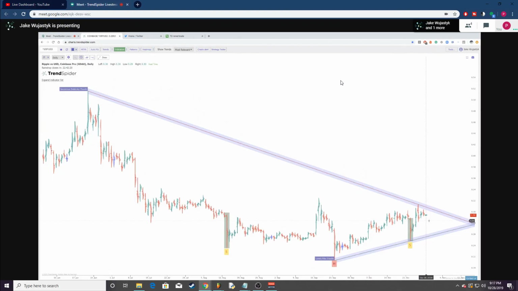Some crypto guys trade one or two. Me, I trade tons of different altcoin pairs, so I have to manage these setups on each one individually, and it's a pretty daunting task without these alerts.